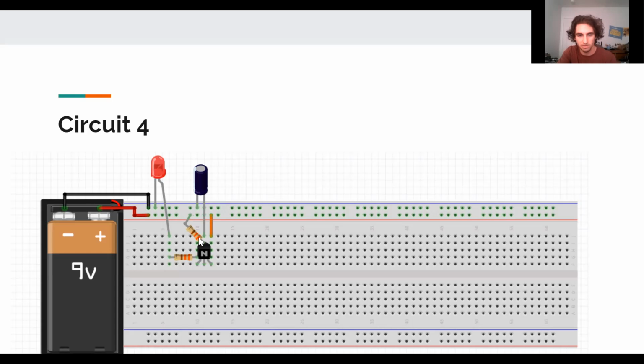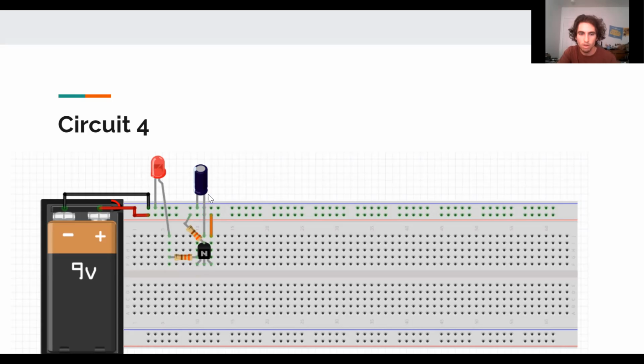So what's going to happen is we're going to have current, right? It's going to be limited by this resistor, and it's going to charge up this capacitor, but at the same time, it's going to go to the base, which is this middle pin of the BJT. And then we also have 9 volts here at the top. And so this small current is going to get amplified and then come to this LED and light it up.